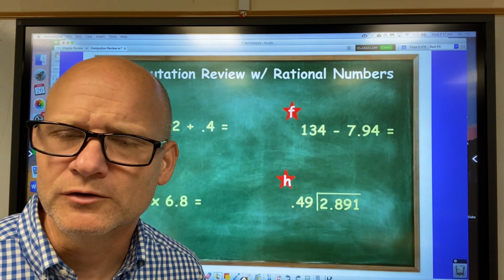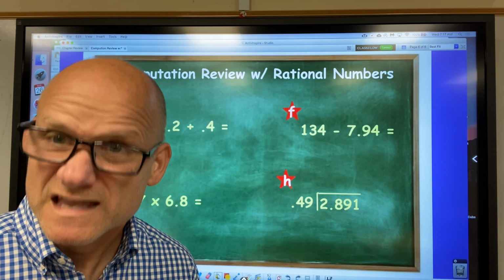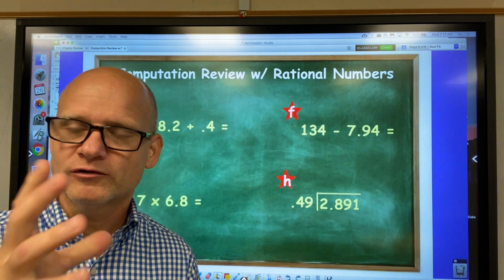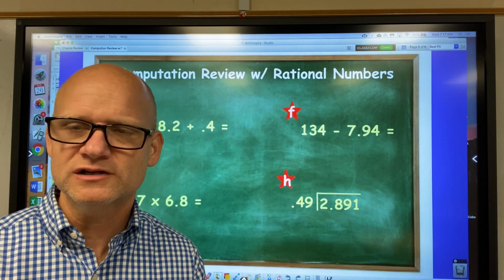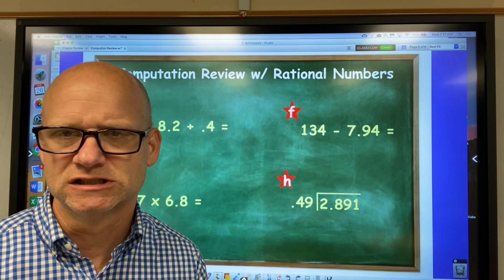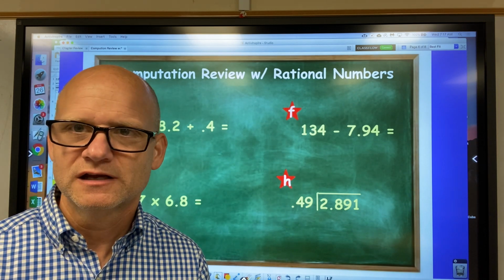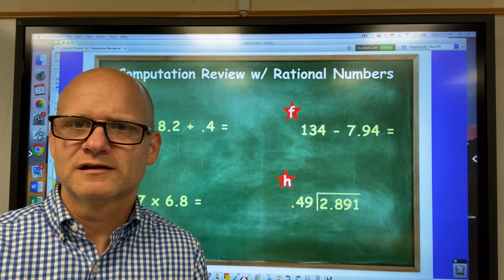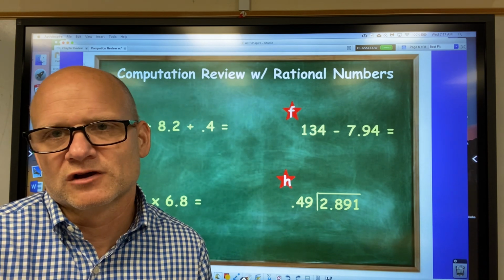What should you do first though? Yeah, estimate. Right now, before you actually solve, just look at the problem and go, oh, okay, I should get about this. Okay, I should get about this. And then when you solve, compare, because that will help you understand if you solved it correctly or not.